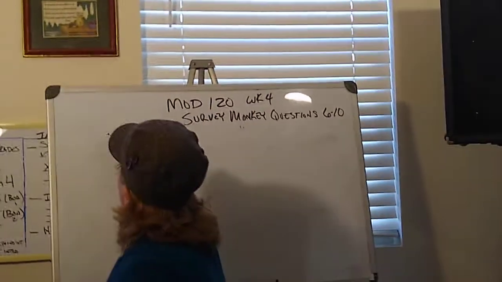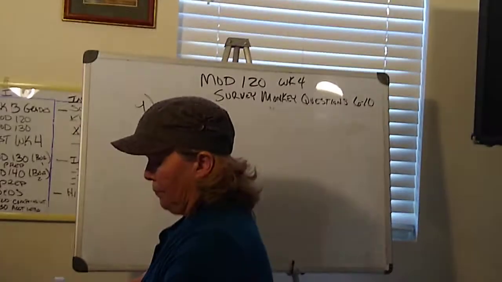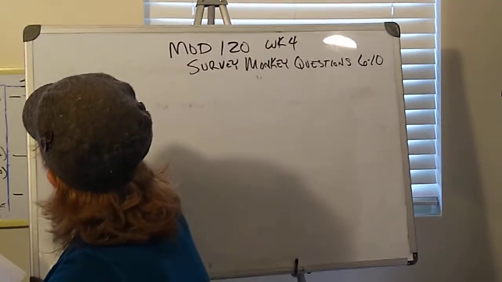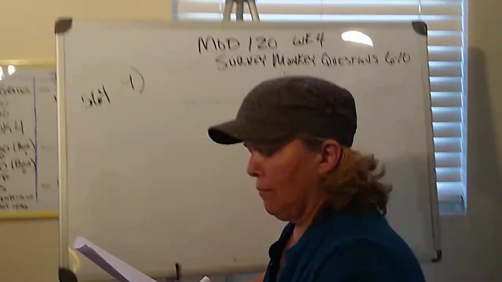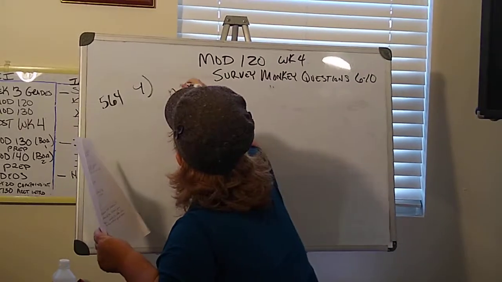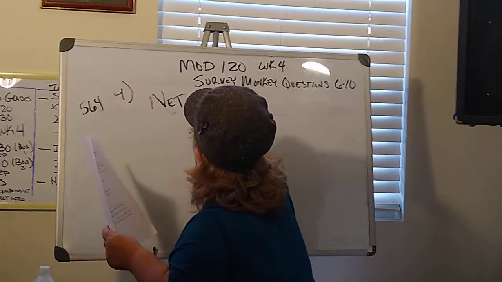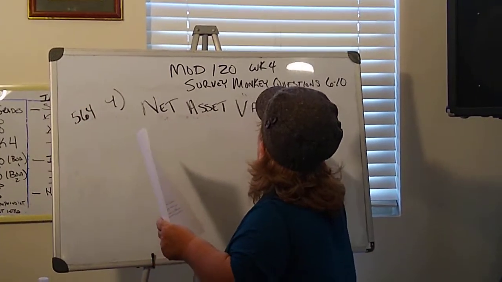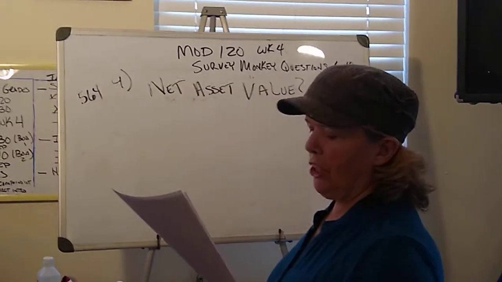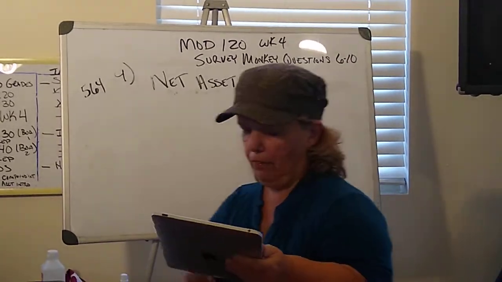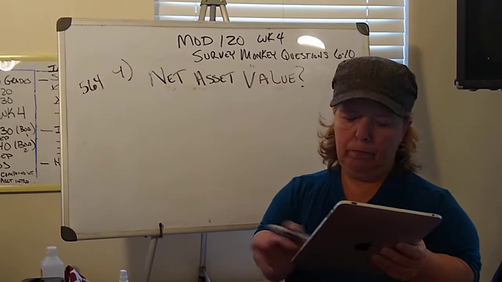Number 9. Number 9 can be found on page 564. And it asks, what is a share's net asset value? What is a share's net asset value? And so let's go to our page, 564. Look up that definition.